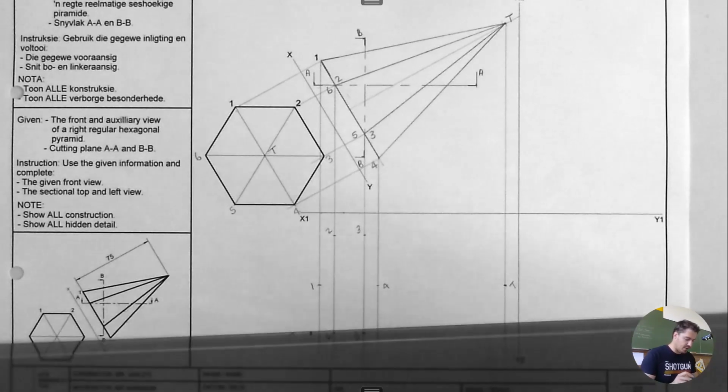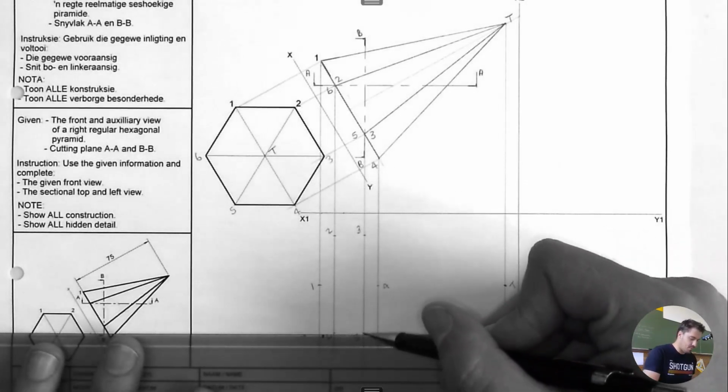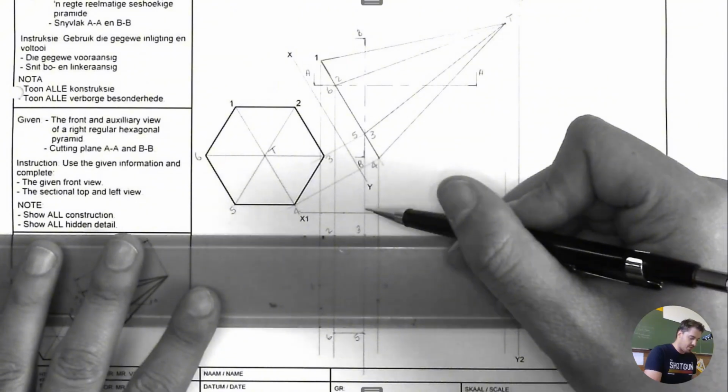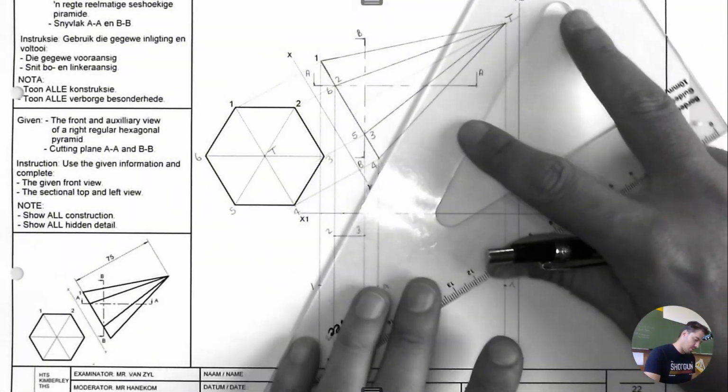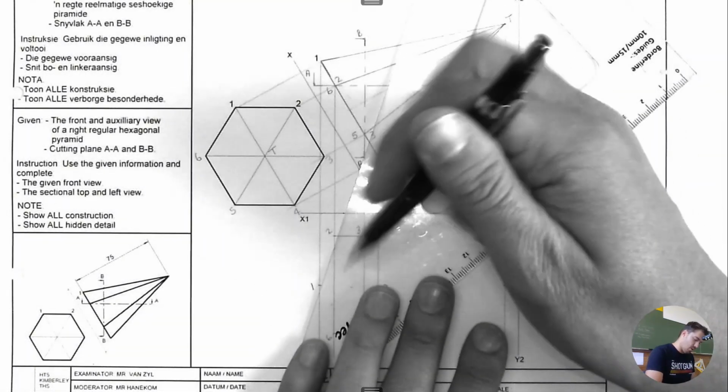All right, so in construction, you are going to connect these points together. So 2 goes to 3. 1 to 2.